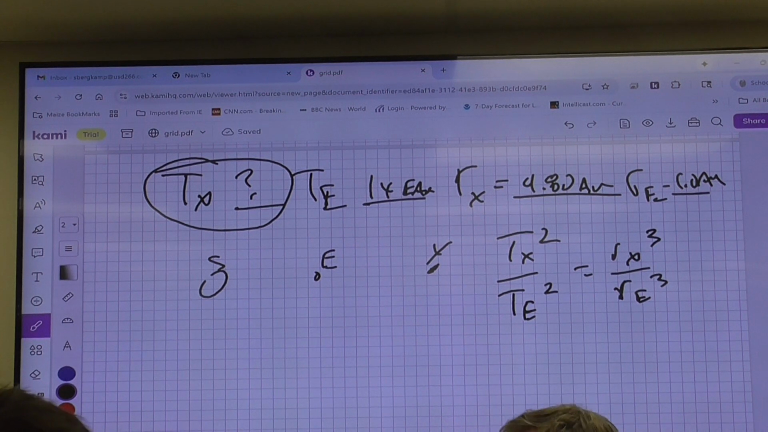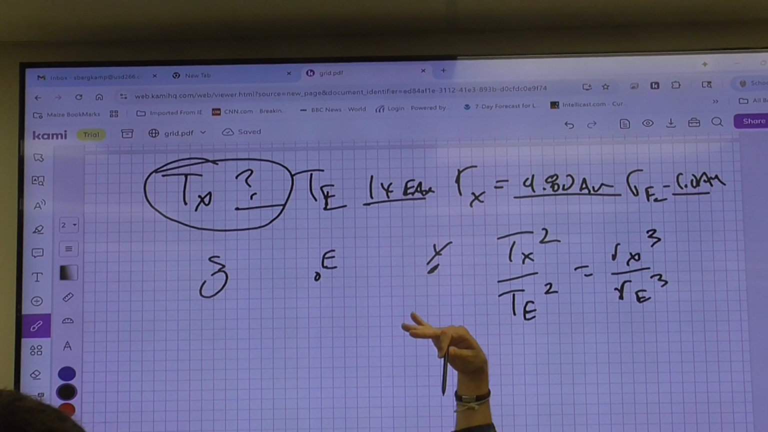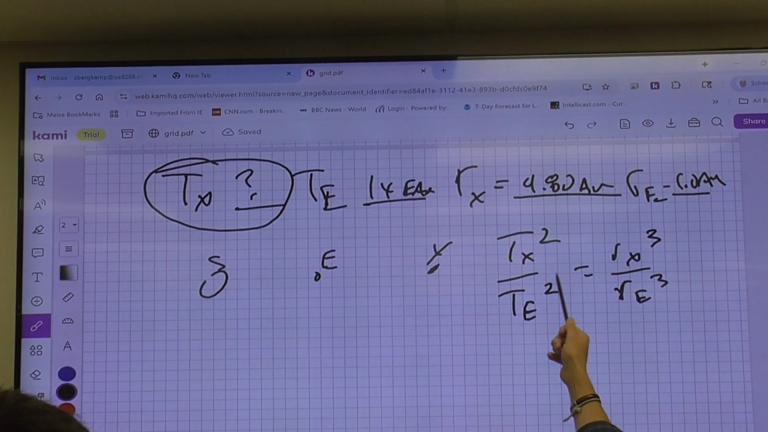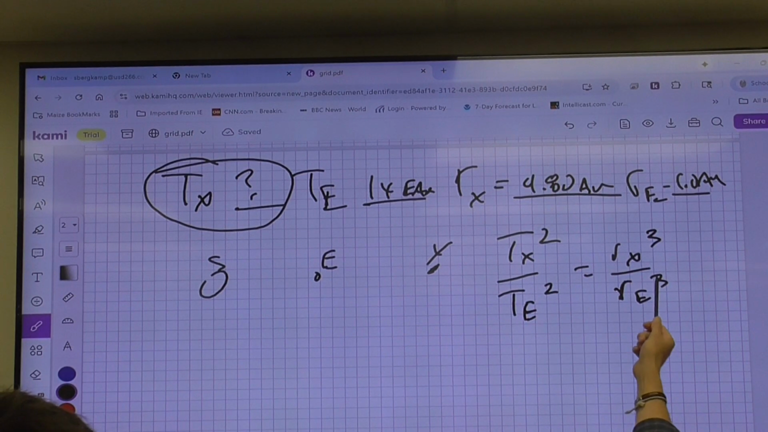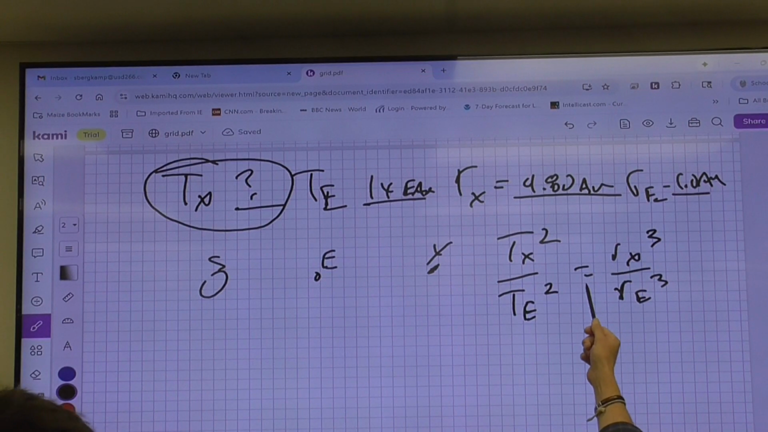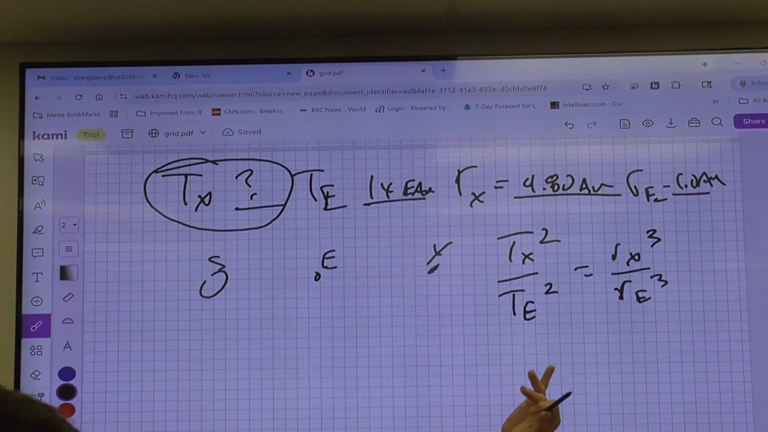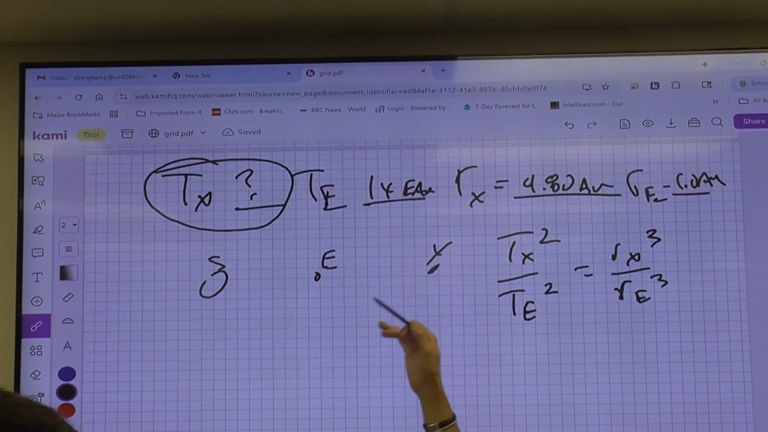It doesn't make any difference which one you put on top or bottom. They just have to be the same. I can't put period of X up here and then put the radius of Earth on the other side. Okay? It doesn't make any difference because it's a ratio. But just make sure that they're on the same side.